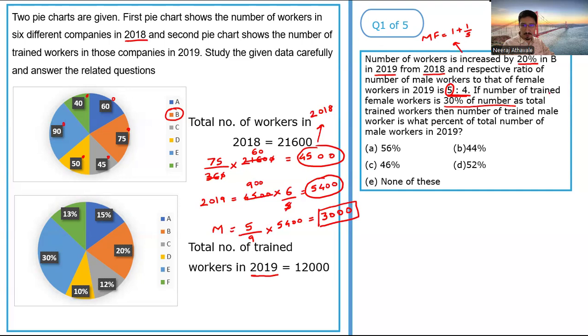If the number of trained female workers is 30% of the total trained workers. Now the total trained workers in 2019 is 12,000. That's what is given. In B, we have 20% of that. So B trained workers will be equal to 20 percentage of 12,000. That comes out to be 2,400.